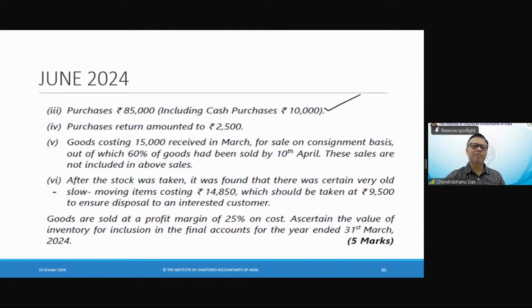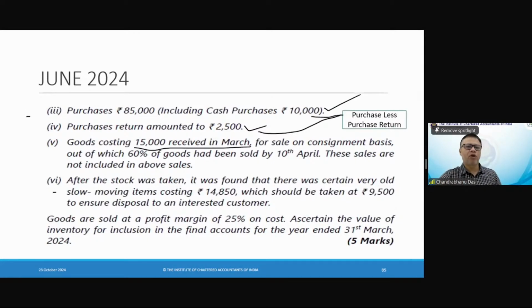Then purchases have happened, 85,000, including cash purchase. Purchase return has been 2,500. So this is my purchase less purchase return.